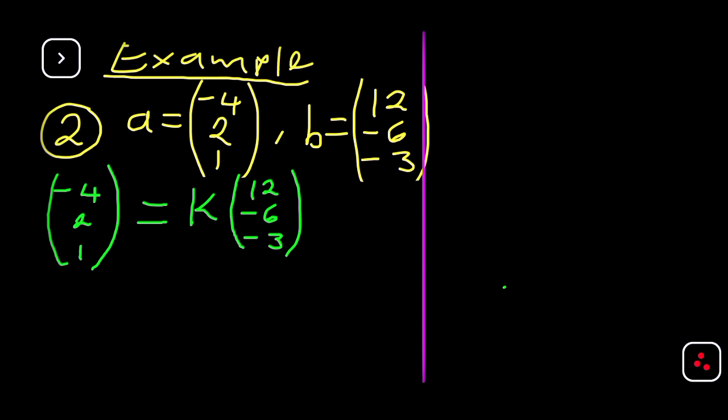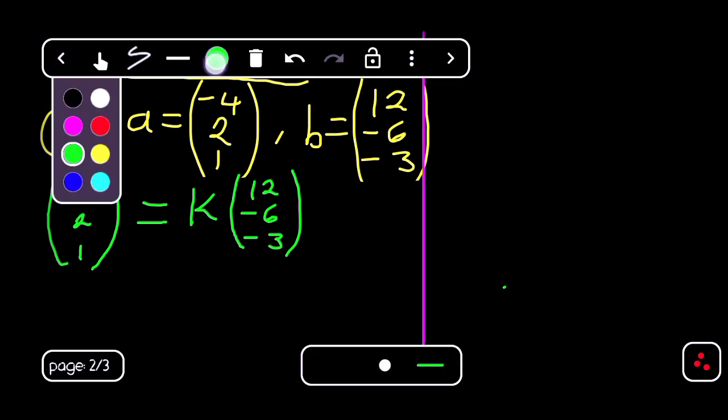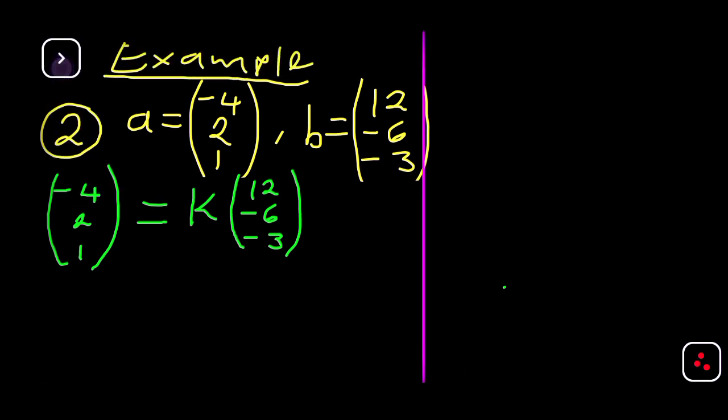Let's do it. So we're going to form three equations here. Negative 4 should be equal to 12k.